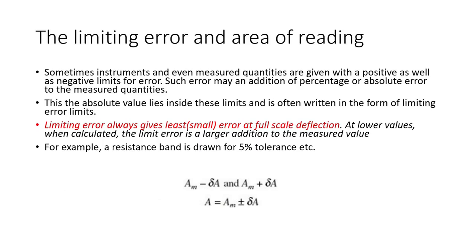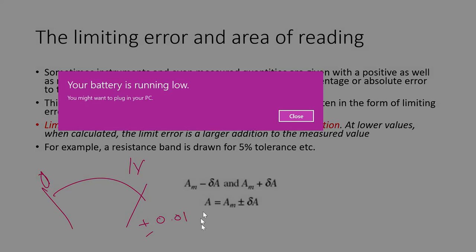Limiting error is another thing. Sometimes the instruments are given with plus minus values, that it can measure up to this much error. So there is one thing that is important in this limiting error discussion, is that limiting error always gives least error at full scale. So let's say if an instrument is measuring 0 to 1 volt, and we say that this instrument has an error of plus minus 1 volt.